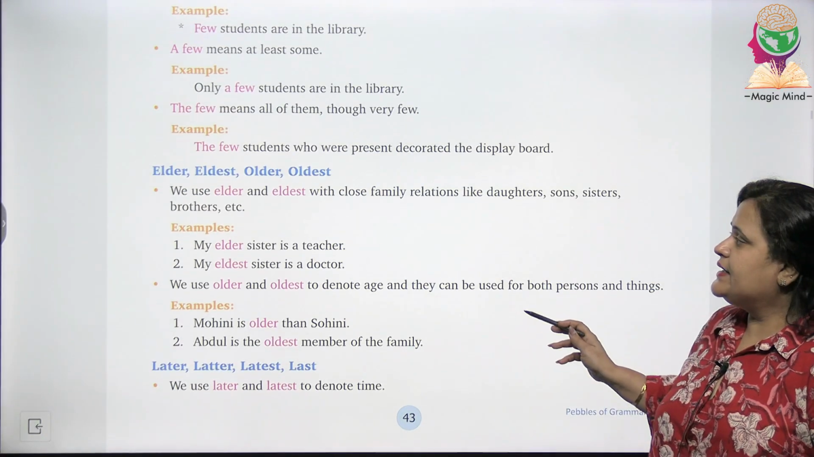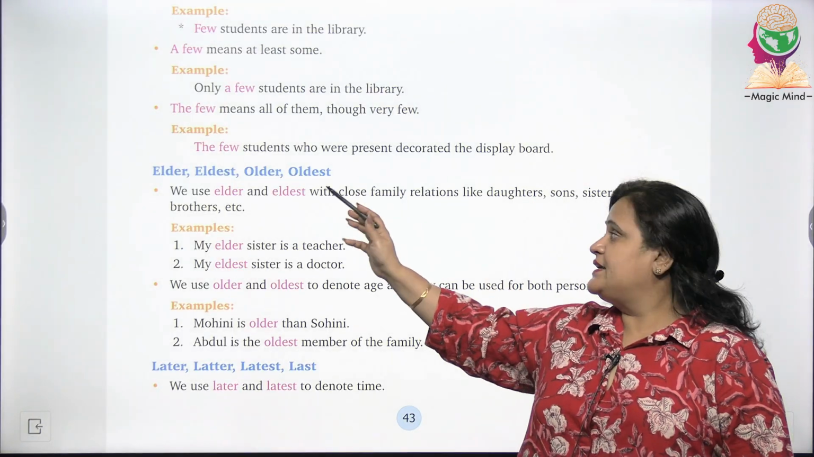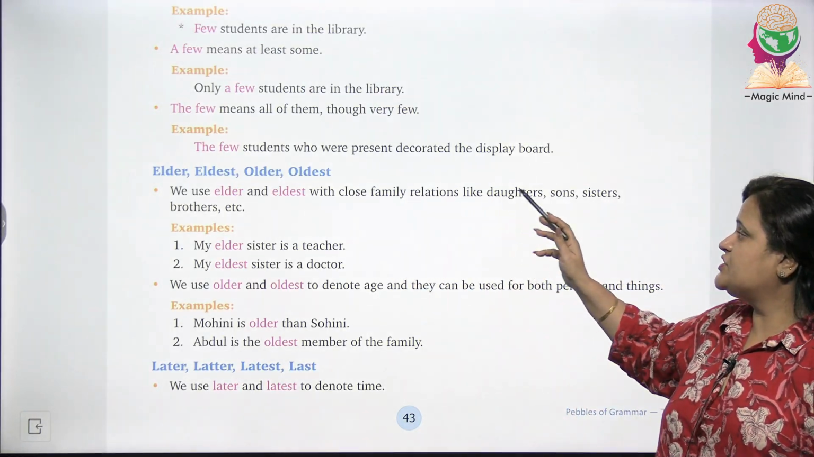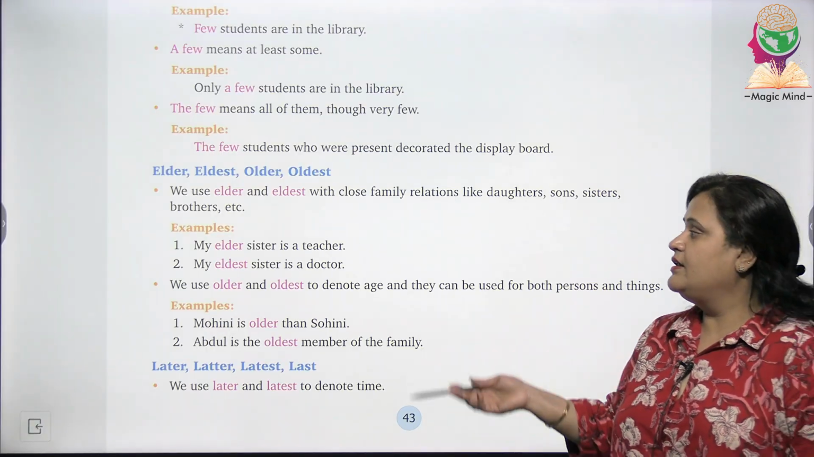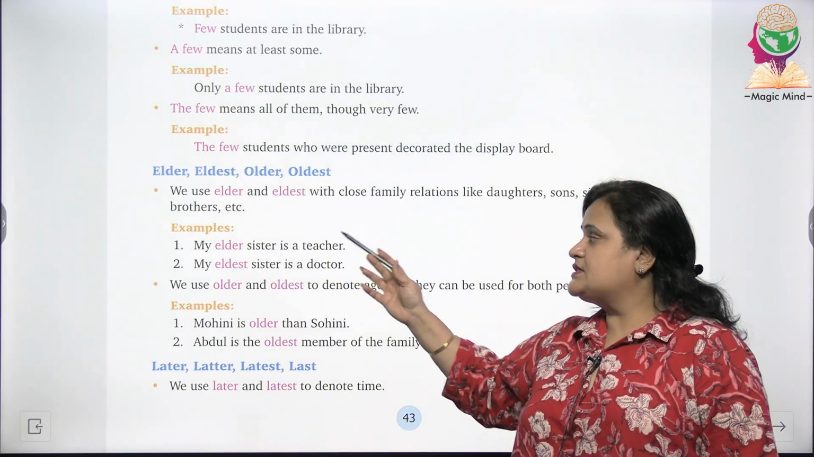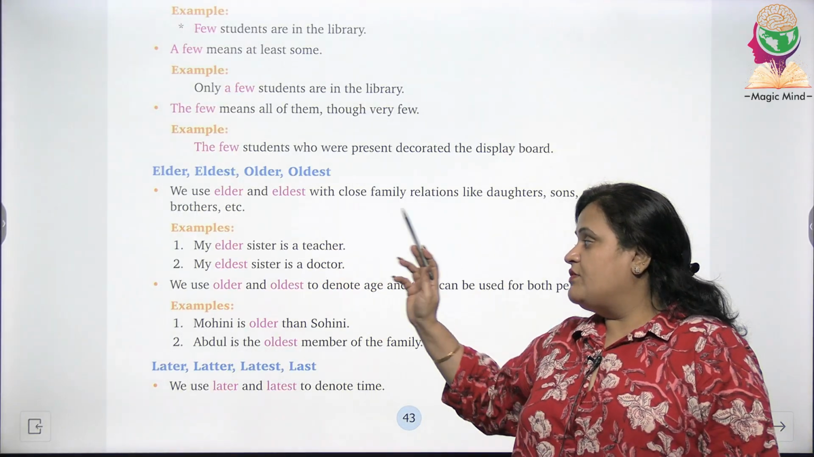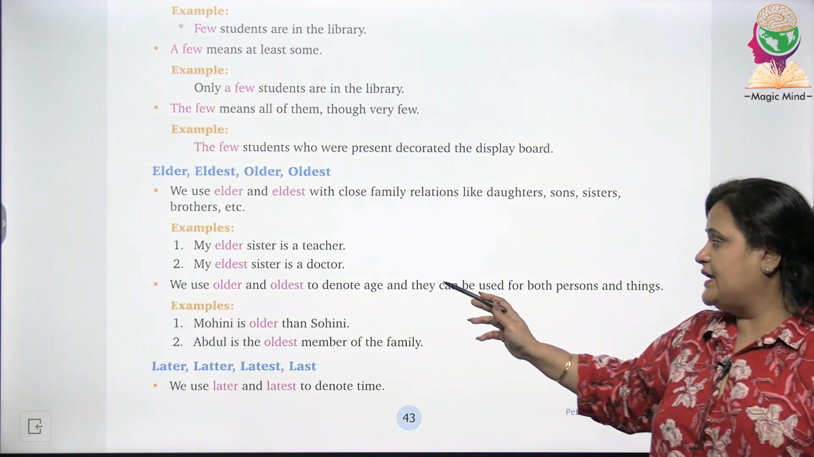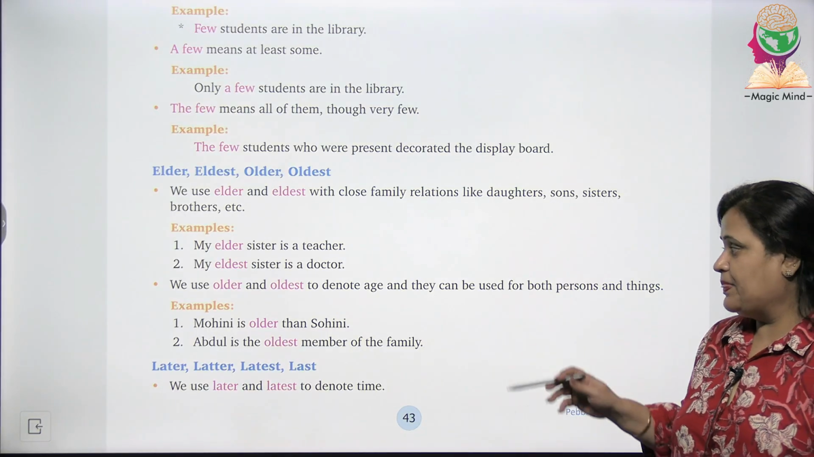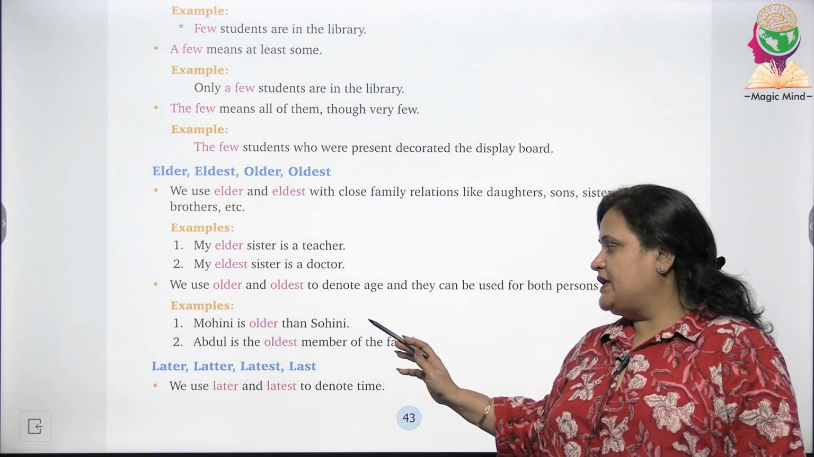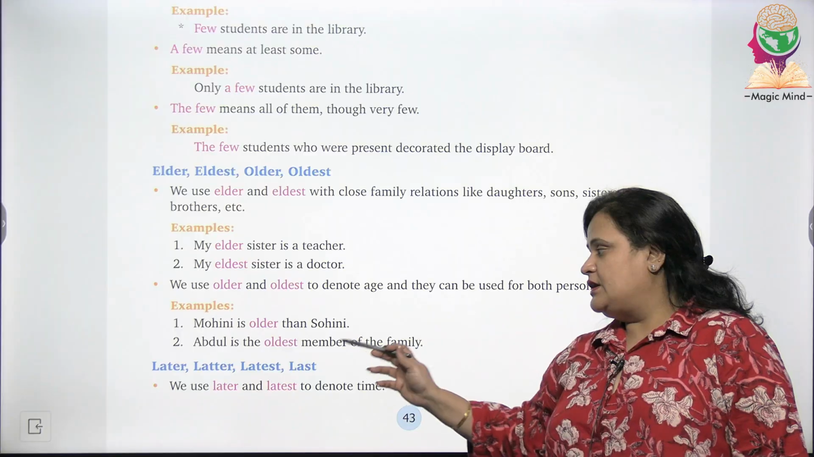Now elder, eldest, older, oldest. We use elder and eldest with close family relations like daughters, sons, sisters, brothers, etc. Example, my elder sister is a teacher, my eldest sister is a doctor. We use older and oldest to denote age, and they can be used for both persons and things. Mohini is older than Sohini. Abdul is the oldest member of the family.